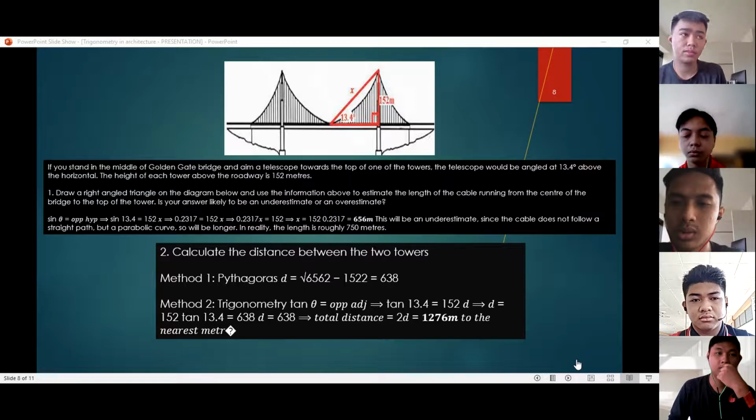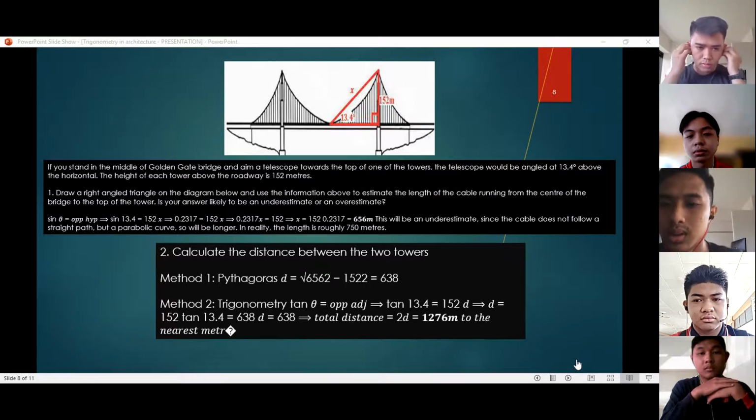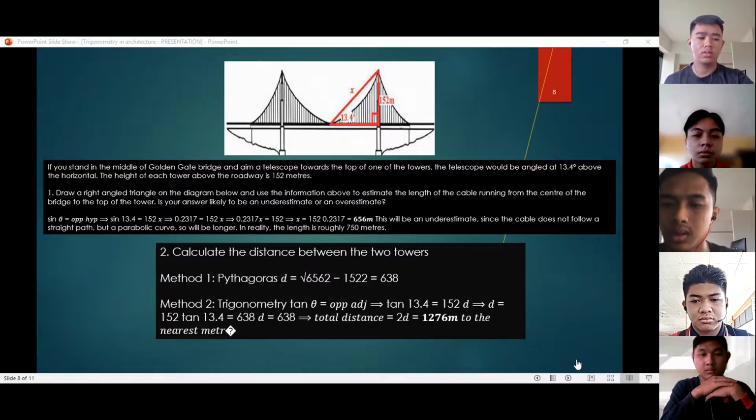Now I will talk about how to use the trigonometry formula on the bridge. For example, if you stand in the middle of Golden Bridge and aim a telescope toward the top of the tower, the telescope will be angled at 13.4 degrees above the horizontal. The height of each tower above the roadway is 152 meters. First of all, we will draw a right-angled triangle on the diagram below and use the information above to estimate the length of the cable running from the center of the bridge to the top of the tower.